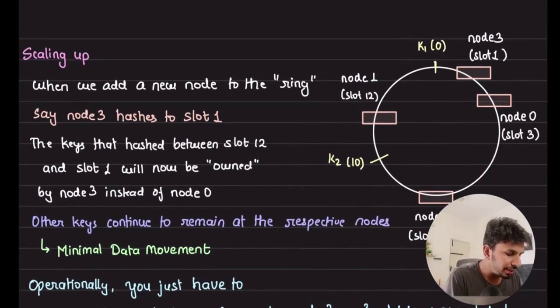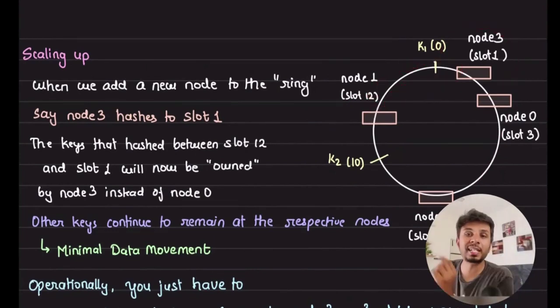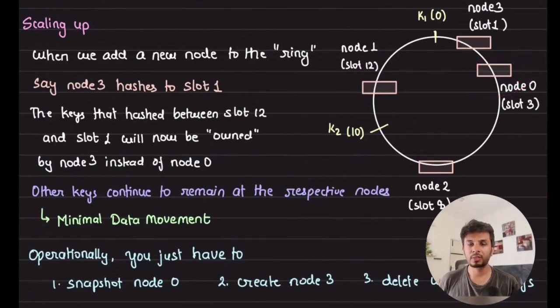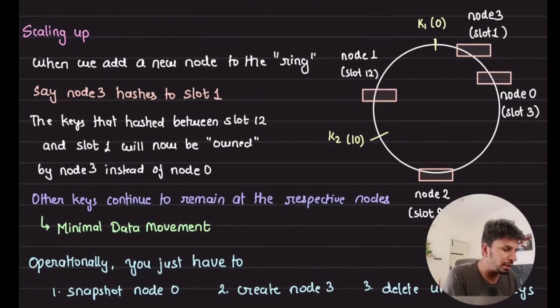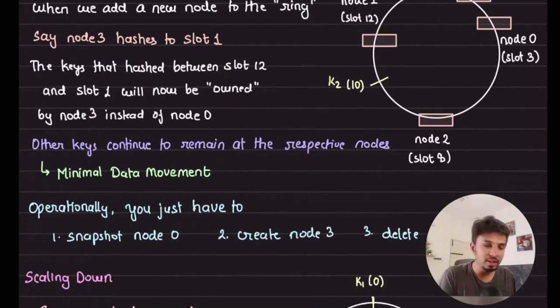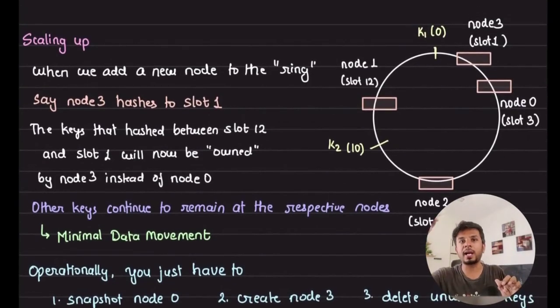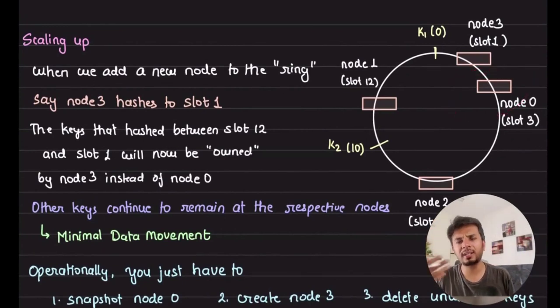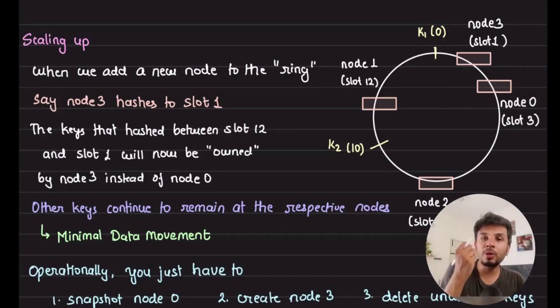No. These keys were anyway going to node 0 and are now going to node 3, which means these keys are present in node 0. So you literally just take a snapshot of node 0. You create node 3 using that snapshot and you delete the keys that are not hashed on that node anymore. Just iterate through it and delete the unused keys over there. Simple. It's that simple operationally, and that's the beauty of this algorithm. It is not only simple to understand but also simple to implement. It is very operationally efficient.